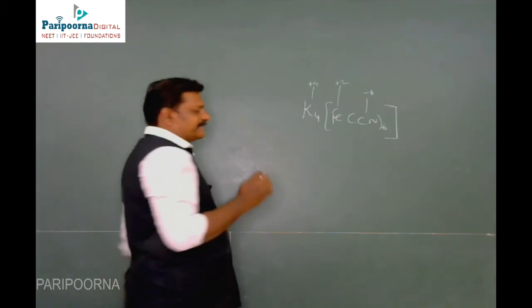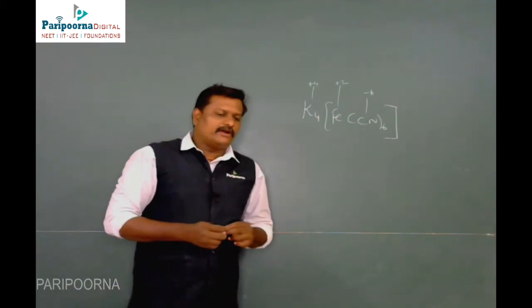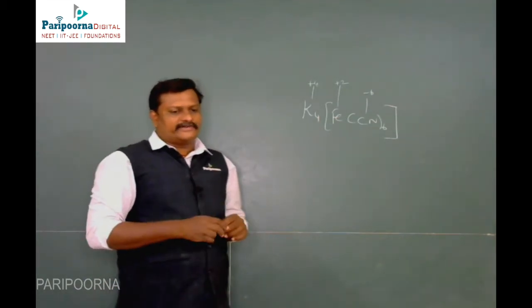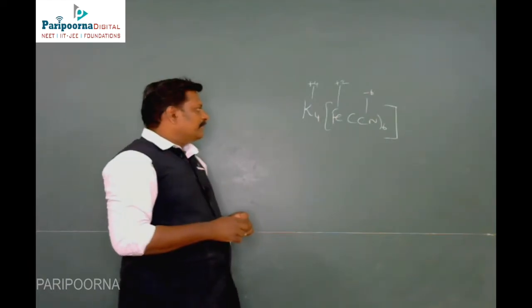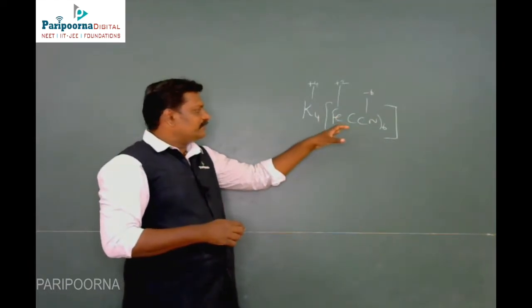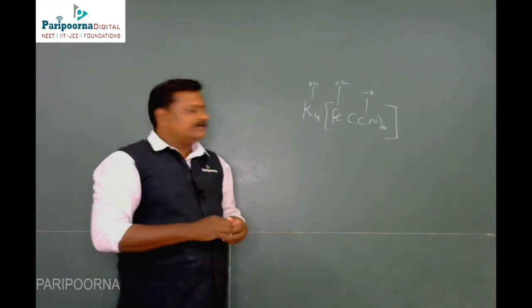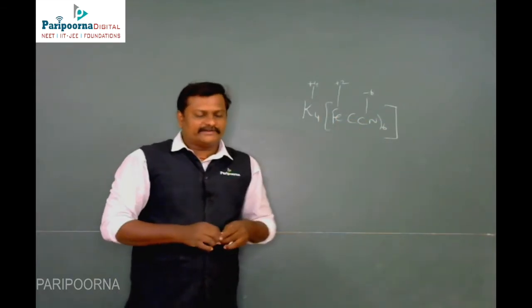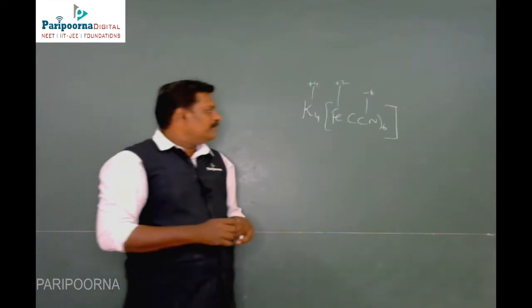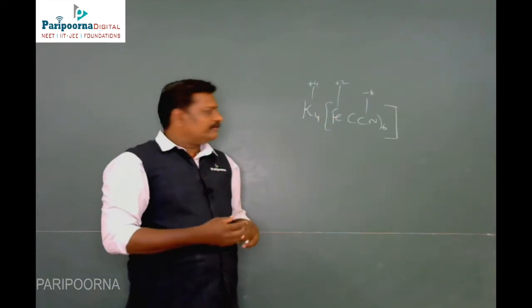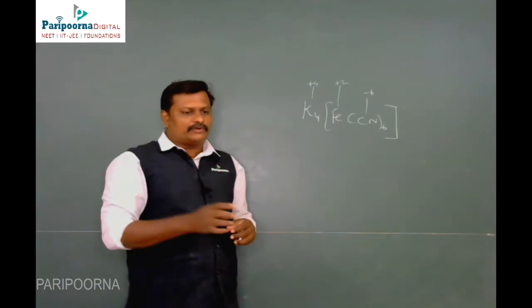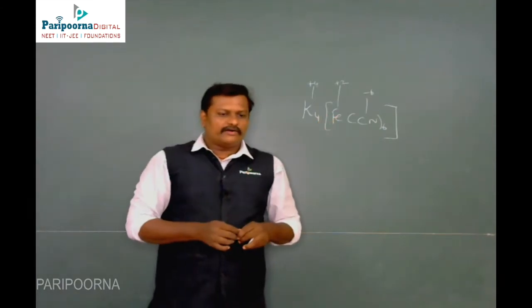This is the first step. For the given complex, you have to find the oxidation state of the central metal atom. Before that, you have to know the charges of the corresponding ligands. For example, cyanide is -1, halogens are -1, water is 0, ammonia is 0. These are the things you have to know, and then you can find the oxidation state.